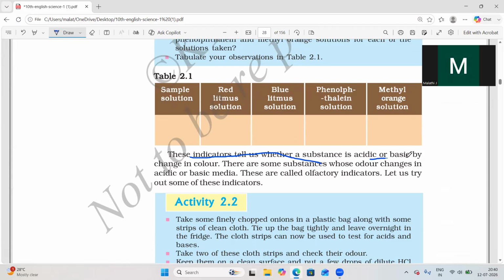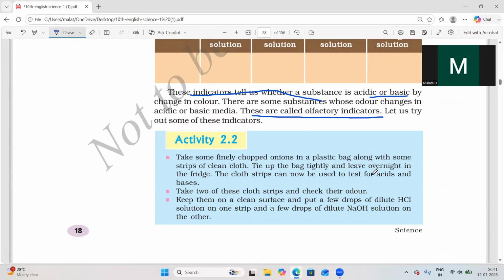So these are indicators that tell whether the substance is acidic or basic. Some substances change their odor in acidic or basic media. Those are called olfactory indicators. This is the third type of indicator. For example, onion, vanilla or cloves are examples of olfactory indicators.